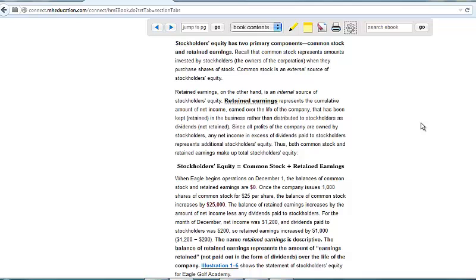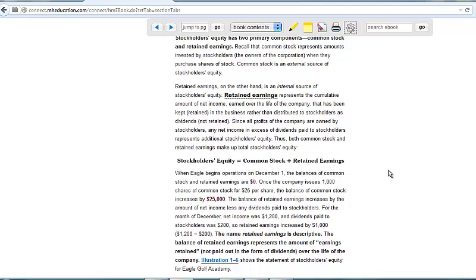Think about reasons why you would want to retain money in the business. If you're wanting to grow your business, it would be better to be able to pay for it out of the business versus having to go back to the bank and creating another liability. Or if you're a service-oriented business and you have equipment, that equipment eventually is going to need some repair and maintenance. So if you've got the money retained in your business, you can cover these unforeseen expenses. So stockholders' equity is the two components, common stock and retained earnings.